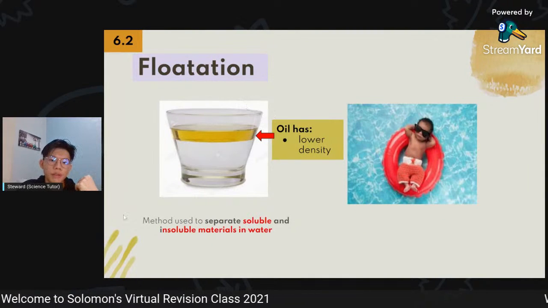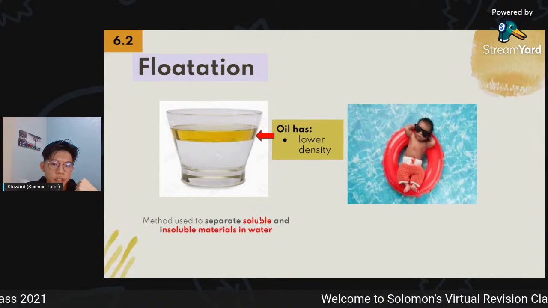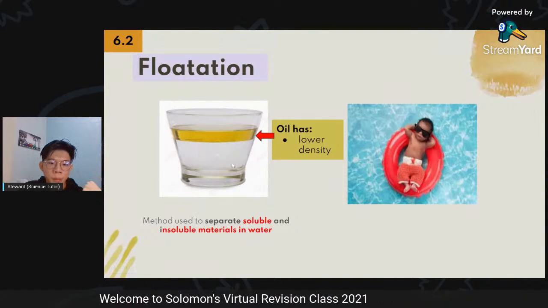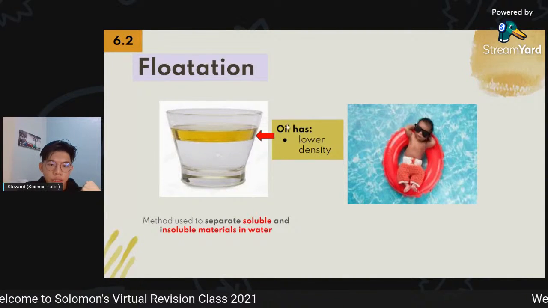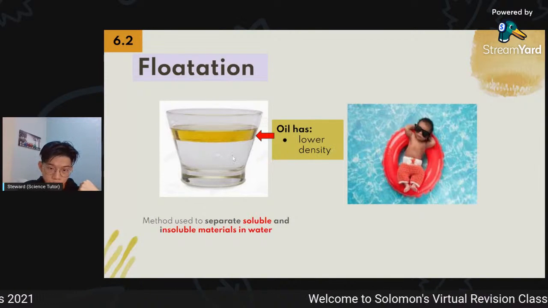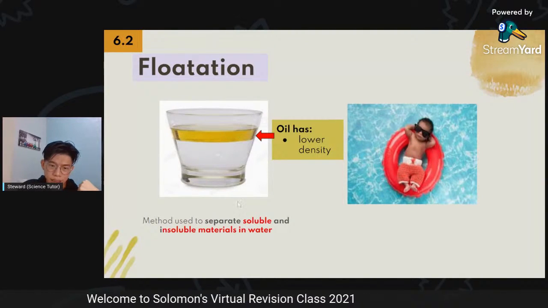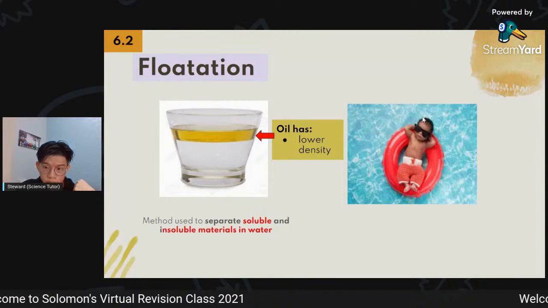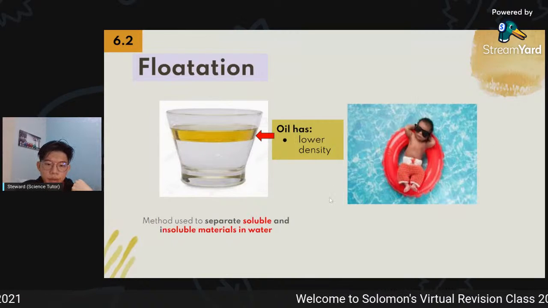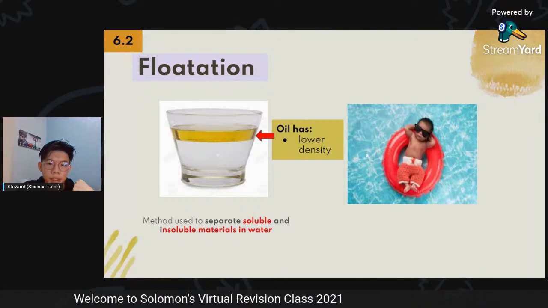Okay, moving on, we got floatation. Floatation, it is a method used to separate soluble and insoluble material in water. Maksudnya, kalau ni oil kan, oil dia insoluble kan, lepas tu dia lower density, so dia akan float atas air. Lepas tu ni salah satu contoh lah. So kita boleh tengok baby ni macam mana dia float. Benda ni konsep yang sama. Okay, separate soluble and insoluble material in water. Alright.